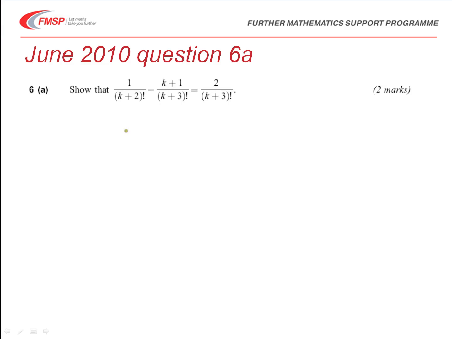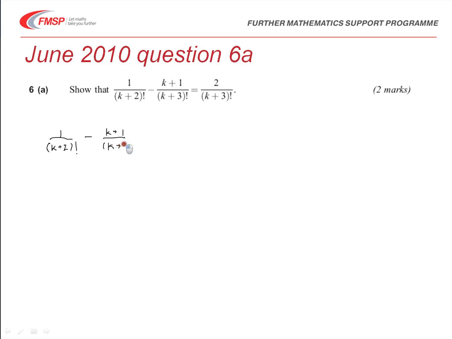Okay, so first part of this question, I'm going to start with the left hand side and show that it reduces to the right hand side. So we can see on the left hand side we've got 1 over k plus 2 factorial minus k plus 1 over k plus 3 factorial.